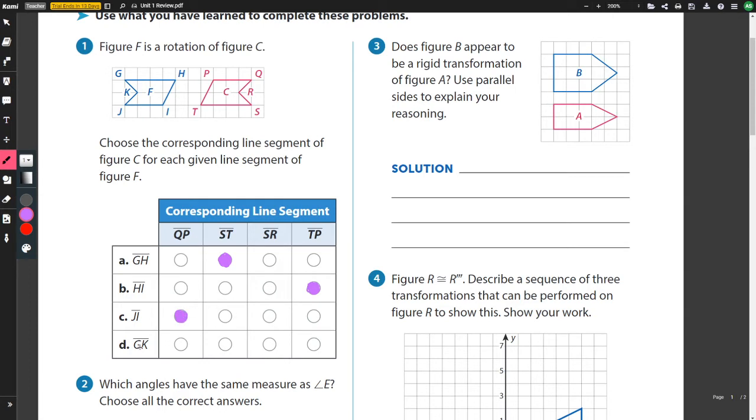Now we have G and K. We know T is corresponding with H, so S must be corresponding with G, so it must be SR, but let's make sure. G is with this H, not this H line, this 4 unit line, so it's either RQ or RS. RQ is not an option, but let's make sure. 1, 2, 3, 4. Yep, it's SR.